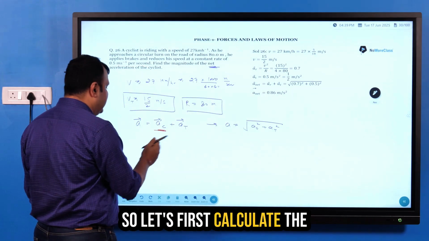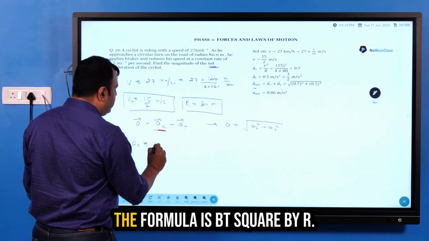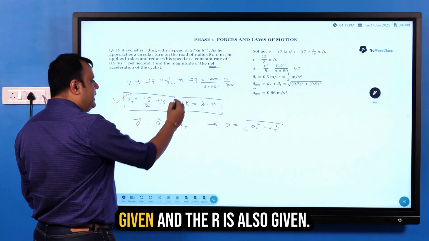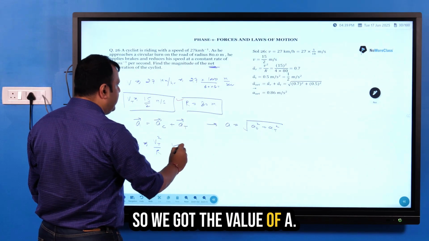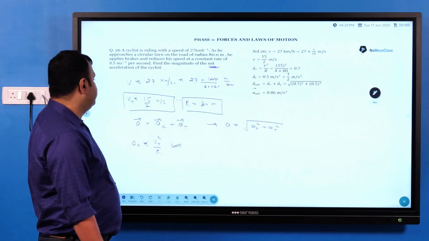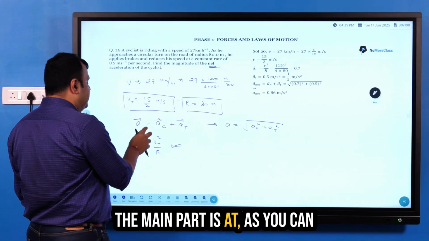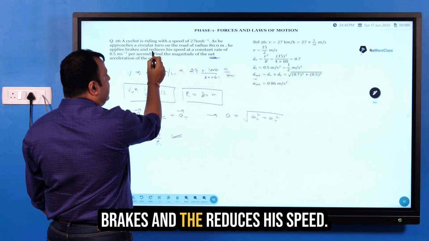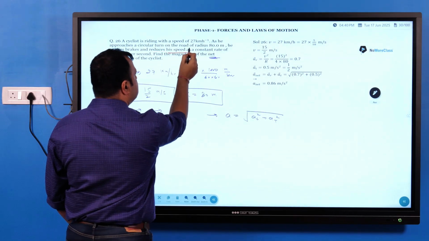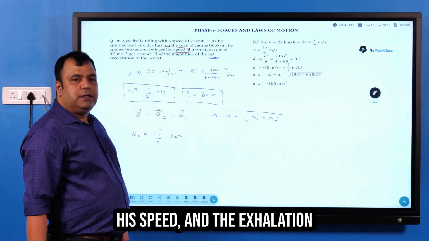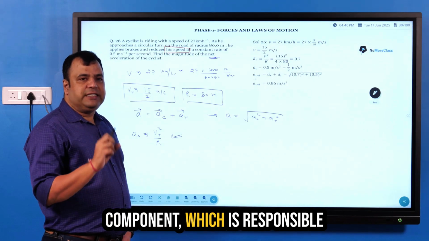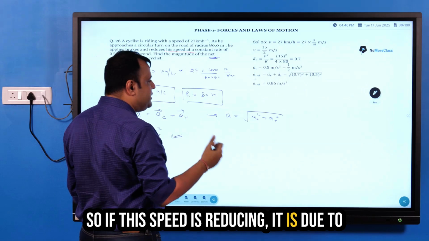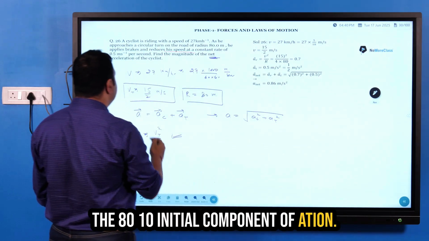So let's first calculate the AC. The centripetal acceleration, the formula is Vt square by R. As you can see, the Vt is given and the R is also given. So we got the value of AC. The main part is AT. As you can see, they are saying he applies brakes and reduces his speed. And the acceleration component which is responsible for changing speed is AT. So if this speed is reducing, it is due to the AT, tangential component of acceleration.